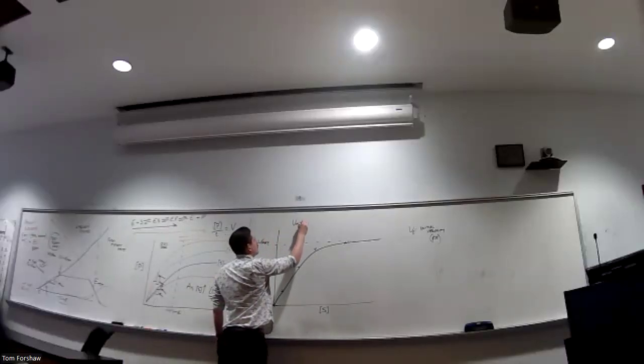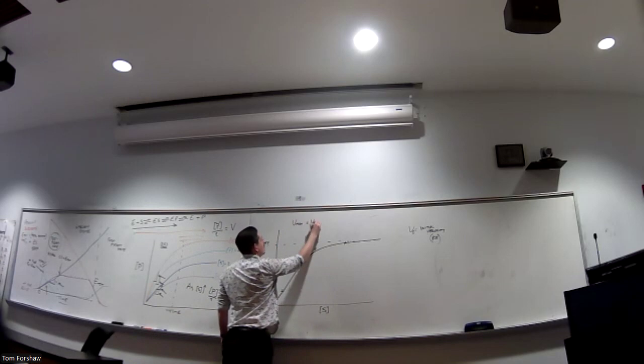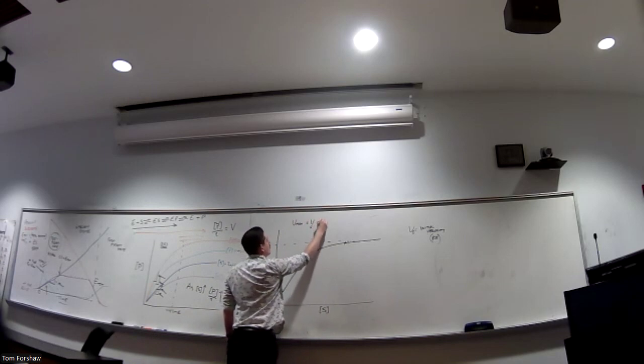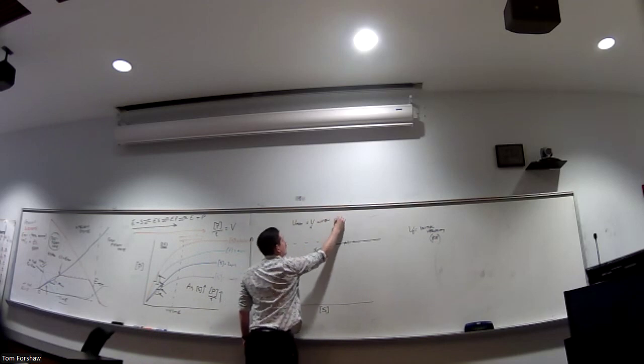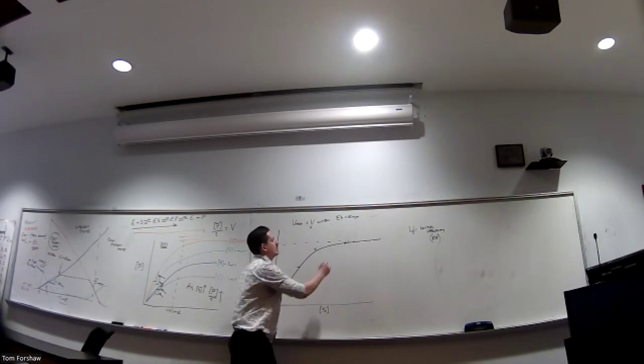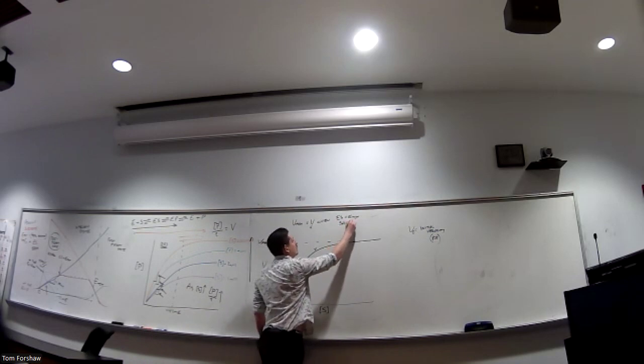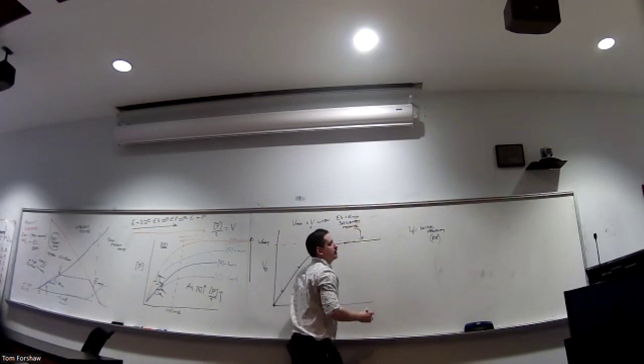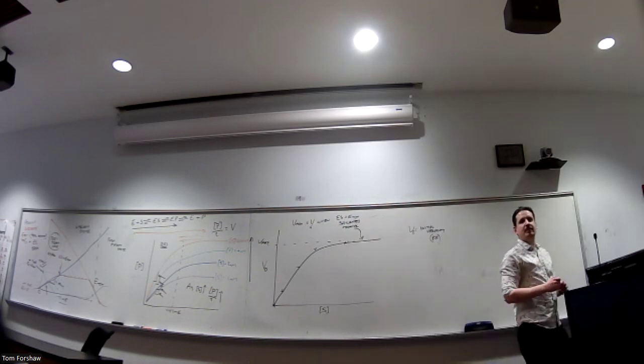Vmax is the velocity when ES is equal to E total. Saturated. Maximal. That's what that is right there.